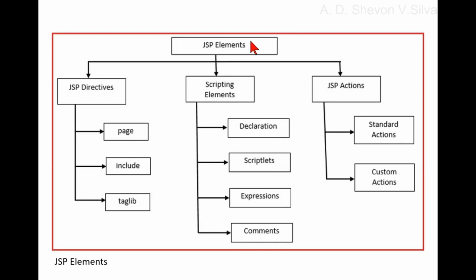Here you can see JSP elements are connected to JSP directives, scripting elements, and JSP actions. JSP directives are connected to page, include, and taglib. Scripting elements are connected to declarations, scriptlets, expressions, and comments, and JSP actions are connected to standard actions and custom actions.